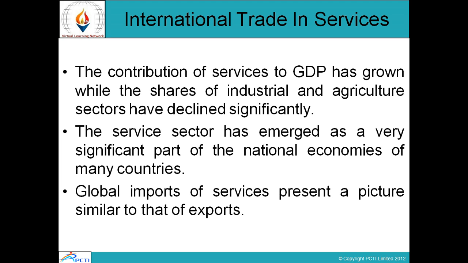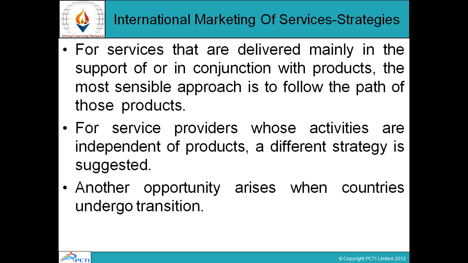Global imports of services present a picture similar to that of exports, where we can say that the world's major exporting countries and regions are also the world's leading importers. So for example, the European Union accounts for almost around 42% of world imports, which is followed by Asia with 25% and North America with 16%.